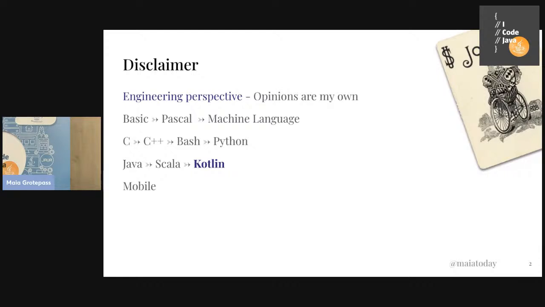And this is my language history. So this is where I came from. Basic, Pascal, machine language, C, C++, some Bash, Python, maybe some Perl, Java, a lot of time in Java, a smattering of Scala for a brief moment, and then Kotlin. And the other thing to know about me is I'm a mobile dev. I work on Android, writing mobile apps on Android.